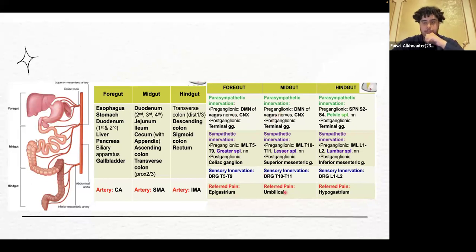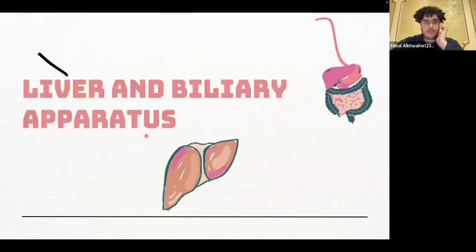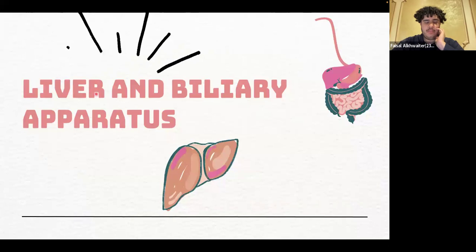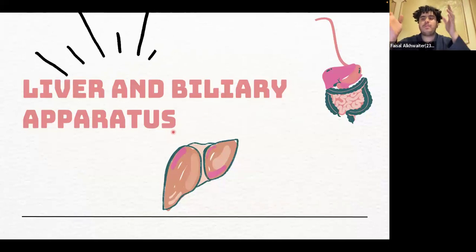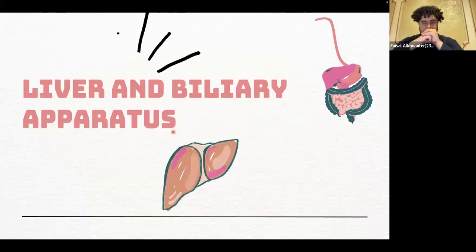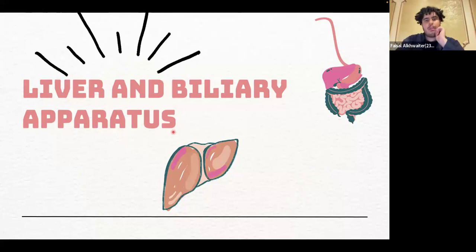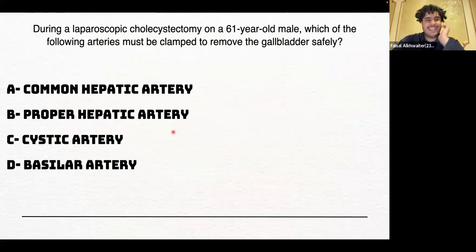And where does pain usually refer to? So last but not least, we have the liver and biliary apparatus. Most of the liver and biliary apparatus will be touched upon in the OSPE review. We're talking about the lobes, caudate, right, left, and histology. Today I want to focus on one certain concept, which is blood supply.